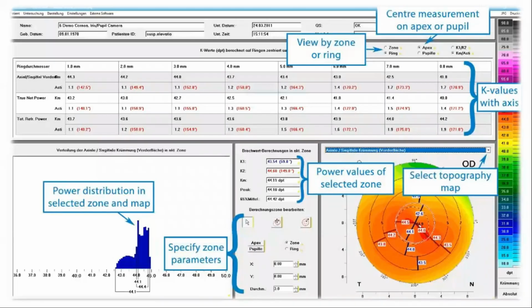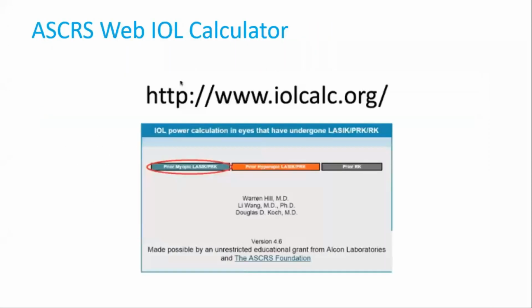So when we enter the K values according to the pupil size into the ASCRS calculator, we generally choose values from this map. Where we have to select, to the extreme right, as we can see to the top, ring, apex, and KM, and then choose the value from whichever zone we desire, like 4 mm or 4.5 mm, depending on the pupil size of the patient. So I think that's nice.